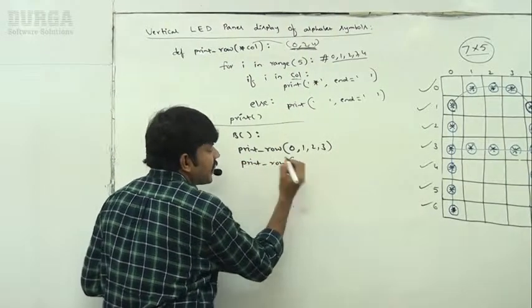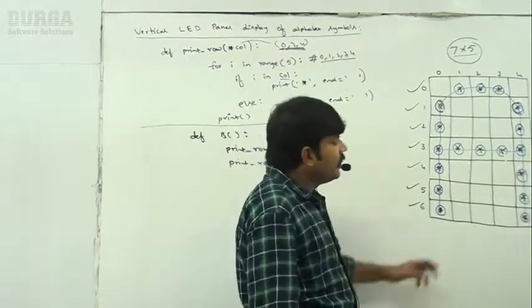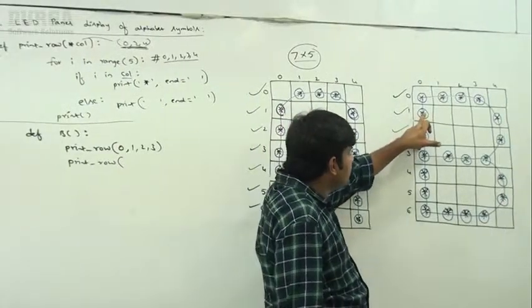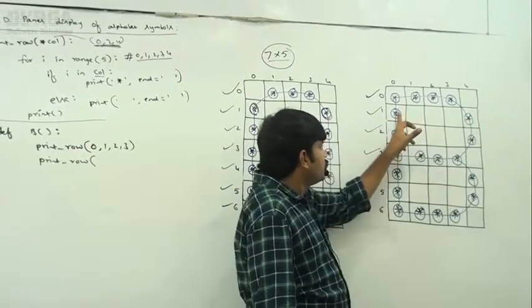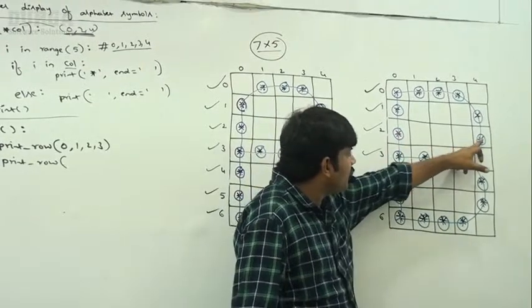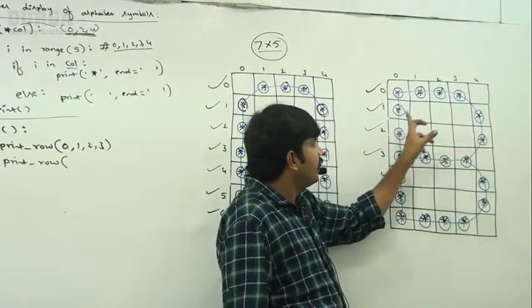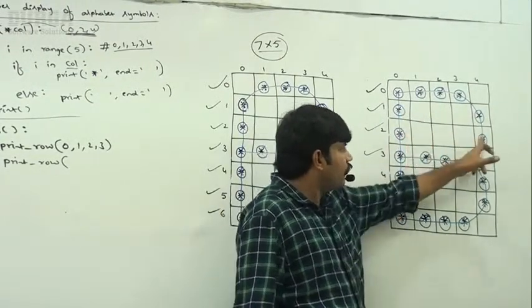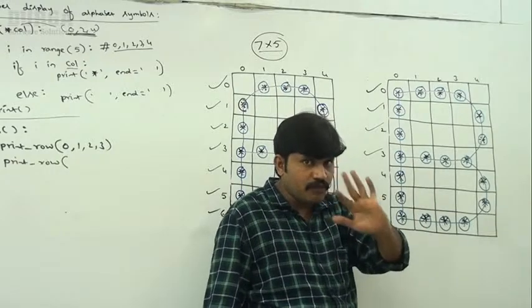Print row, second row. Observe carefully. In the second row, the 0th position and the 4th position. Next also the 0th position, 4th position. Observe carefully: 0, 4, 0, 4, two rows are there with 0, 4.